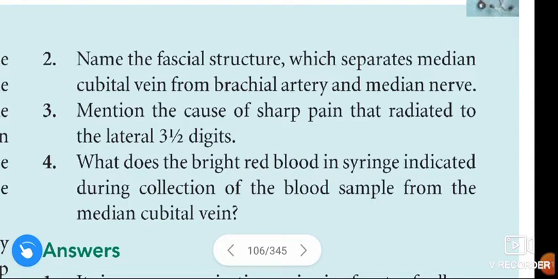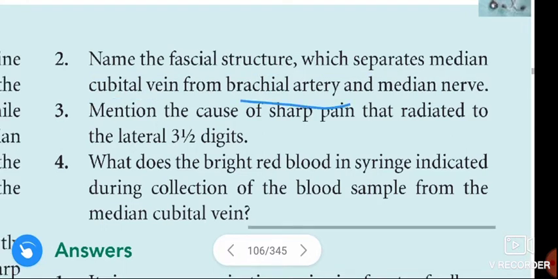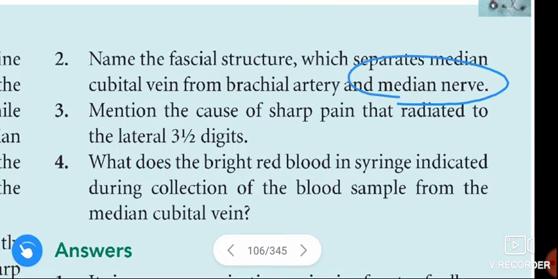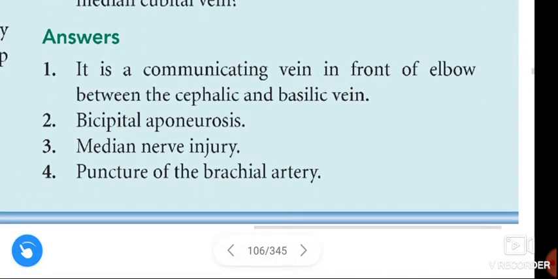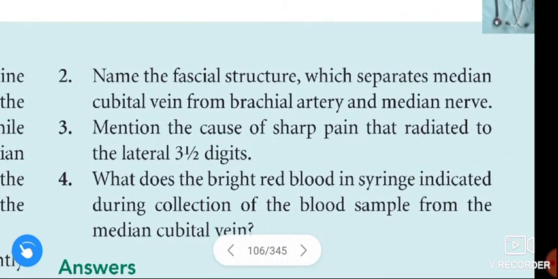Next, second question. Name the fascial structure which separates the median cubital vein from the brachial artery and median nerve. That is the bicipital aponeurosis. The bicipital aponeurosis separates the median cubital vein from the brachial artery and median nerve.